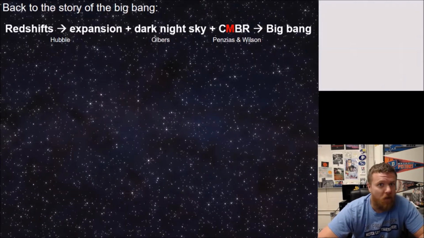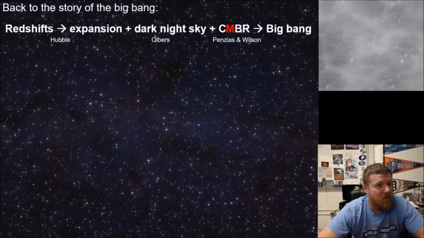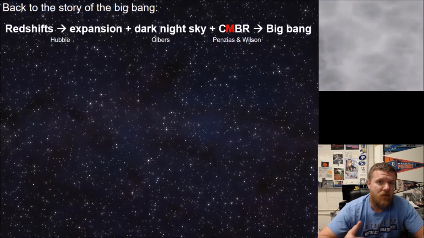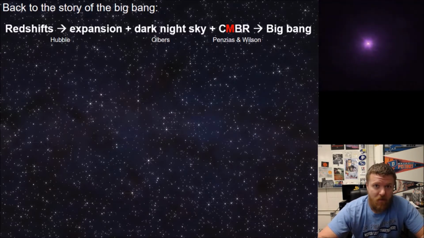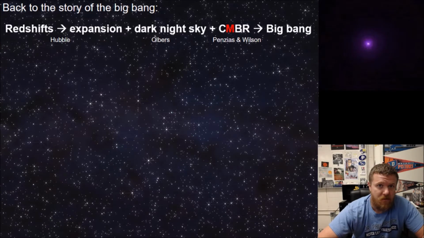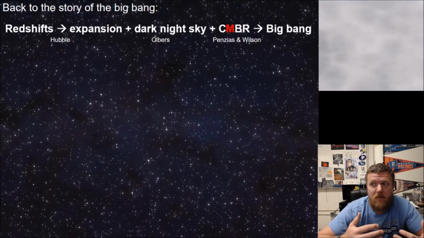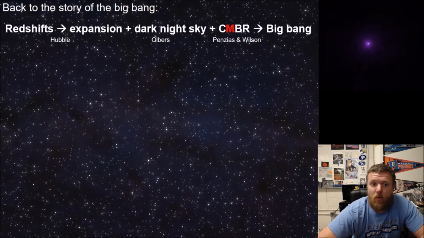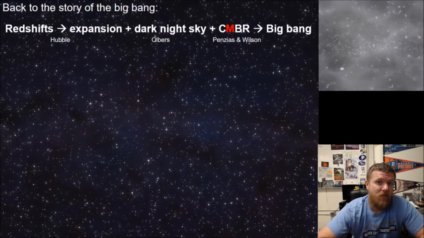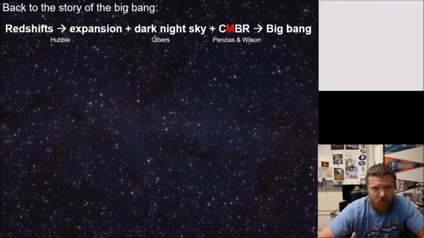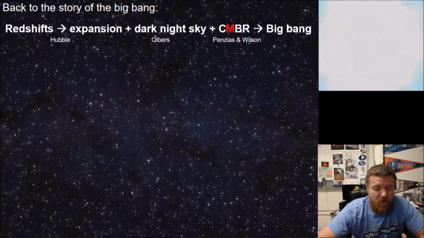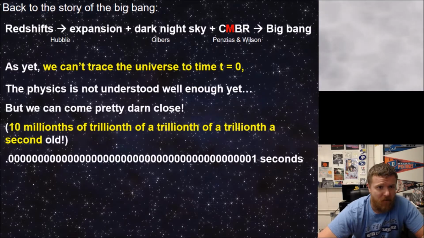Back to the story of the Big Bang. All of the different galaxies are moving away from us, and we can tell because of their redshift, and it's Hubble that figured that out, which tells us that the universe is expanding. We also see a dark night sky, which tells us that the universe is not infinite in age. It's also not infinite in size. Otherwise, we would see a bright night sky. That was Olbers' paradox. We also have Penzias and Wilson, who found the cosmic microwave background radiation, which is actually a picture of the leftover blackbody radiation from the heat given off by the universe because of the Big Bang. We have a bunch of evidence that the Big Bang happened.